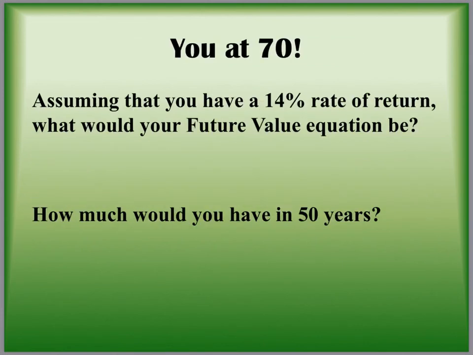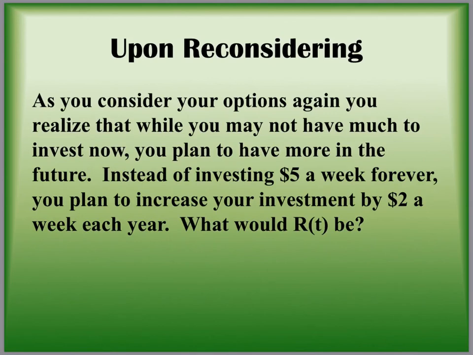That's the idea here. So we're going to go back to assuming that same 14% that we did originally, and talk about our future value equation. Now this one's a little bit different. Sorry, the R of t. This R of t is a little bit different. So the first year, you're investing $5 a week, which we already said was $260. But the next year, you're going to go up $2 more per week. So if you invest $2 per week, how much money is that?